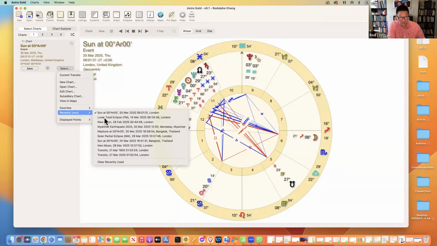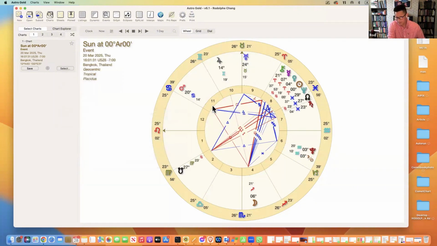Here is the Aries ingress chart in Bangkok. Look, the MC is at 26 degrees Taurus, aligned with the fixed star Algol, a very, very destructive fixed star. And Uranus at 24 degrees Taurus is very close to the MC, right? As you see on the map, the Moon is around the IC.